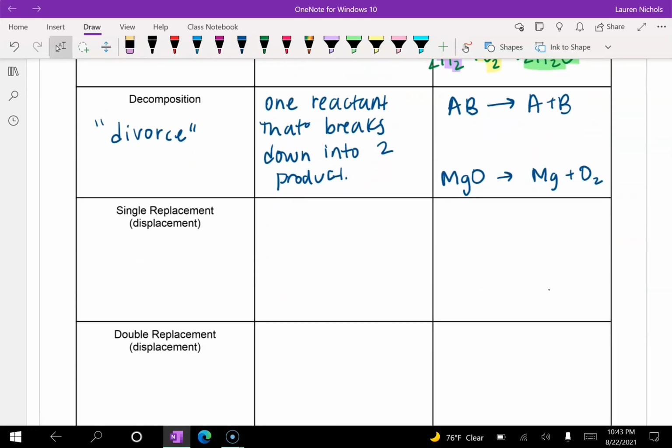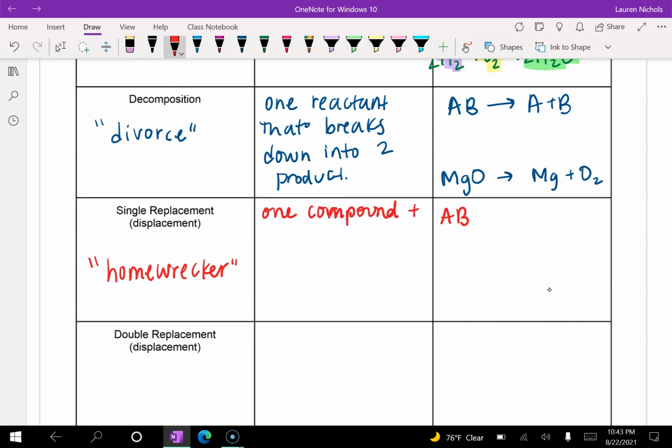Now, single replacement reaction. A single replacement reaction gets the nickname the homewrecker. The reason why it gets that nickname is because you're going to have one compound, so let's say we have AB, but it's also an element. So you have one compound and an element: AB, and then we have just C, all by itself. AB plus C. So we have a compound, which I'm going to highlight in green, and then we've got an element.